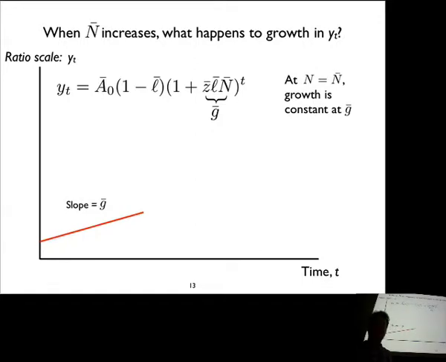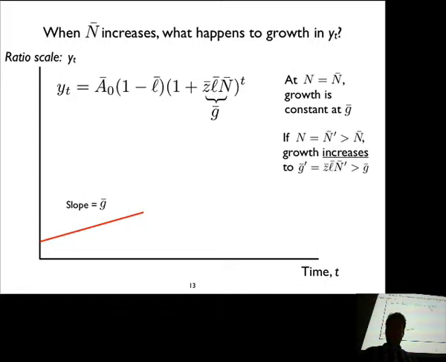But the thing is that is the growth rate component, this bit right here. So when n changes, it has a very small, if any, effect on the level of income per person. It just changes the growth rate. So the story is going to be stuff in this part, ZLN, affects the growth rate of income per person.